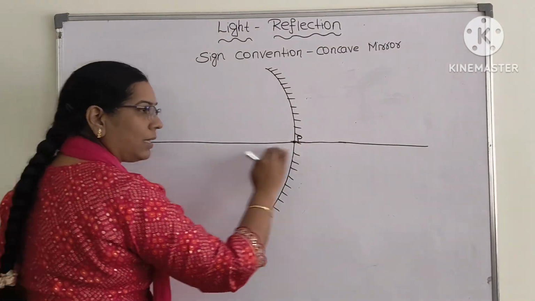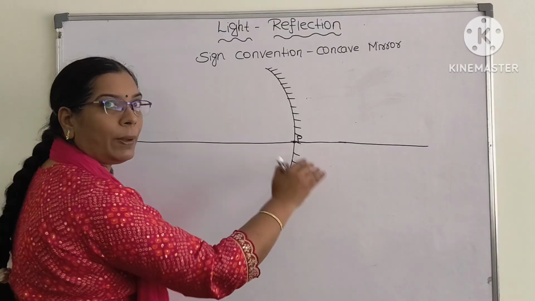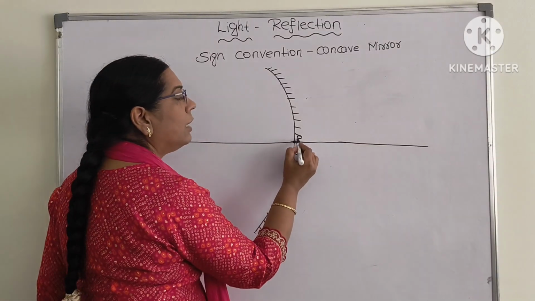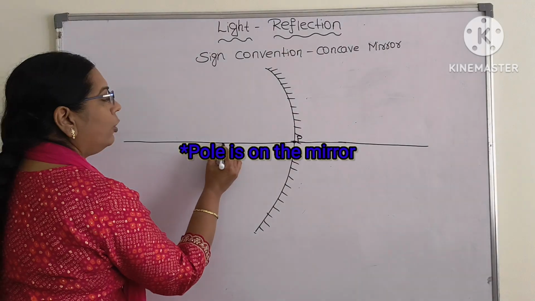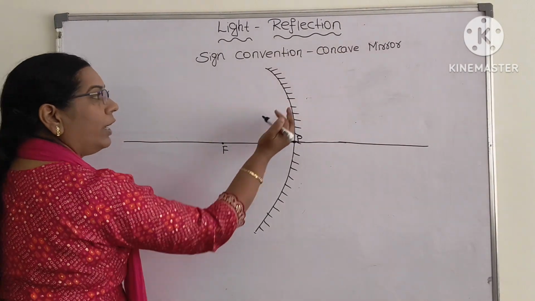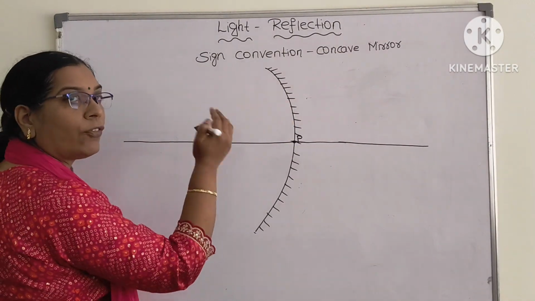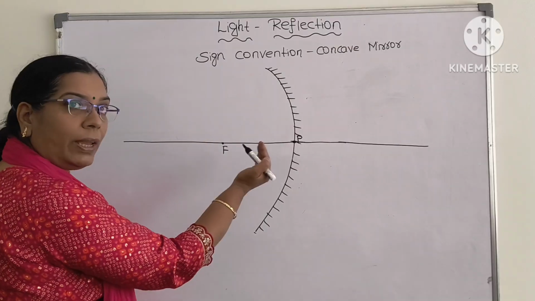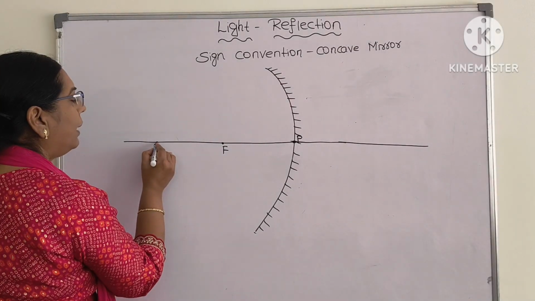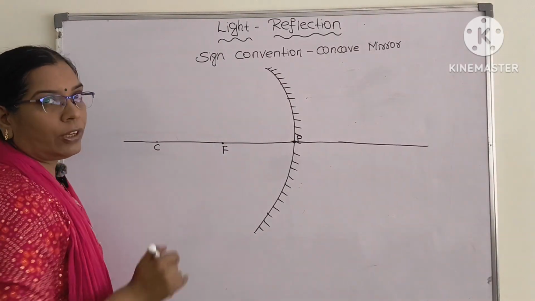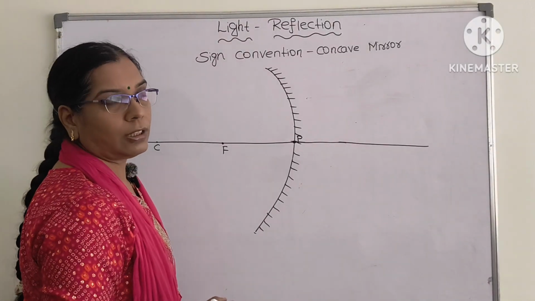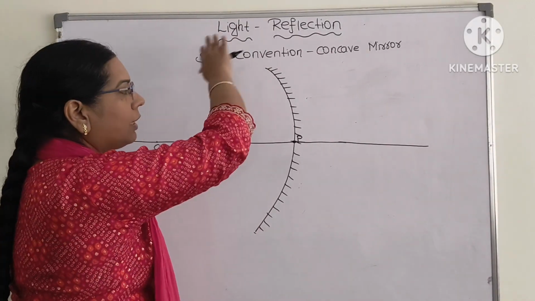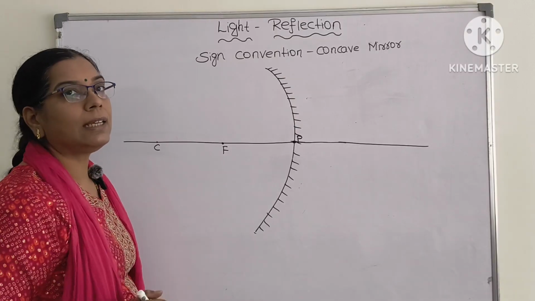What is the principal axis? This line, the horizontal line, the sleeping line, is called the principal axis. It passes through the pole on the mirror, and then you have the focus in front of the concave mirror. For a concave mirror, the focus will be in front of the mirror, and then this is the center of curvature.